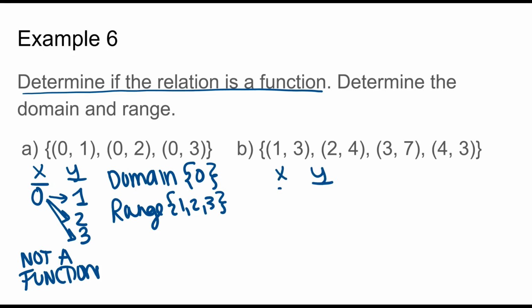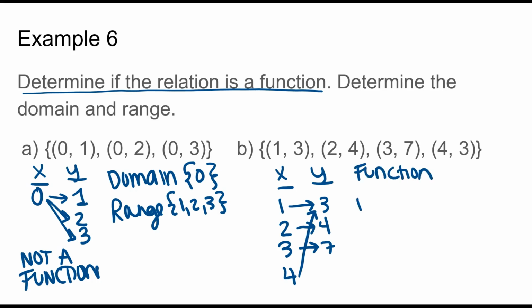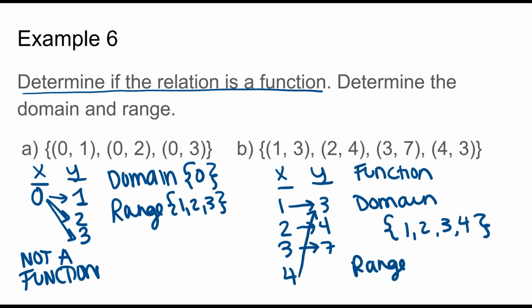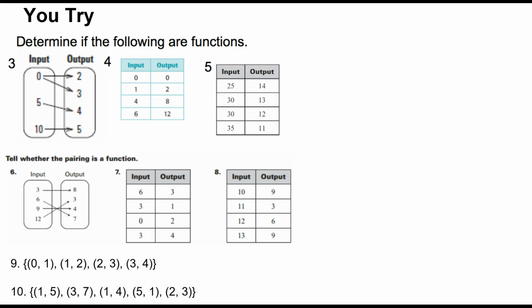Let's take a look over here. We've got frog 1 to 3, 2 to 4, 3 to 7, and 4 back up to 3. This is a function. Let's take a look at our domain, or all of our x values. 1, 2, 3, 4. And our range, from small to big, we've got 3, 4, and 7. You try on the next page. Press play when you're ready to see the solutions.